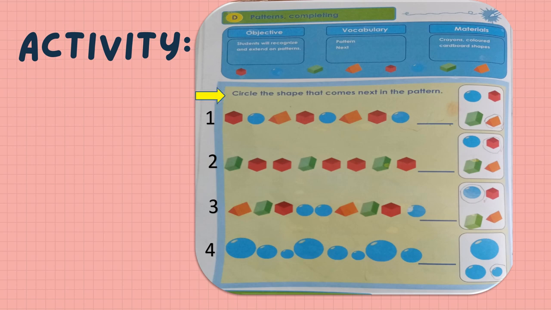Let's read first. Circle the shape that comes next in the pattern. We have an example number 1. Can you circle the shape that comes in the next pattern? Now you're going to answer from number 2, number 3, and number 4. Do you understand?